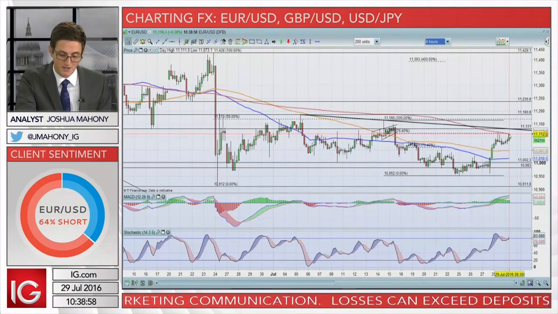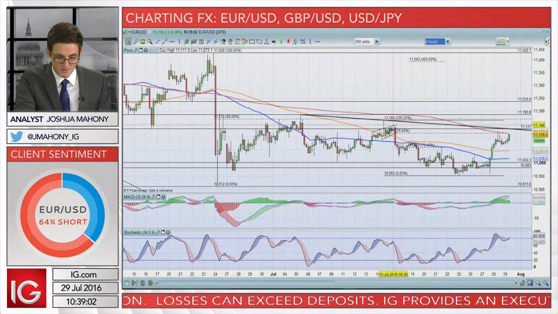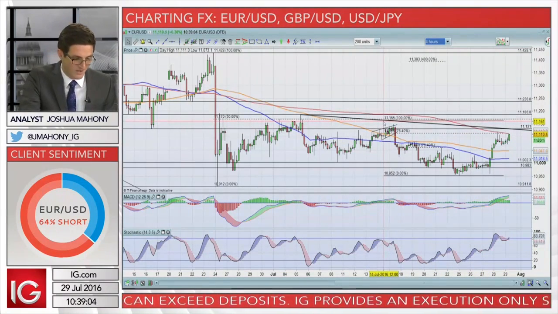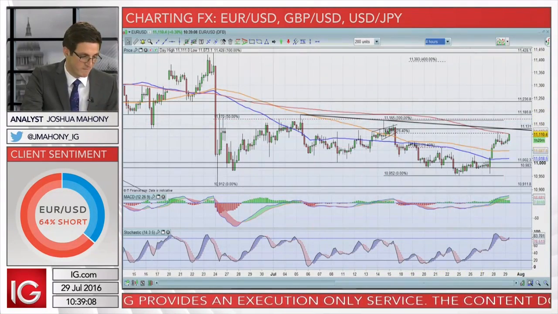So I'm happier being short here than I am long, and I'd need to see a break up above this previous peak around about 1.1165. If we get an hourly close above there, then it negates my bearish view.